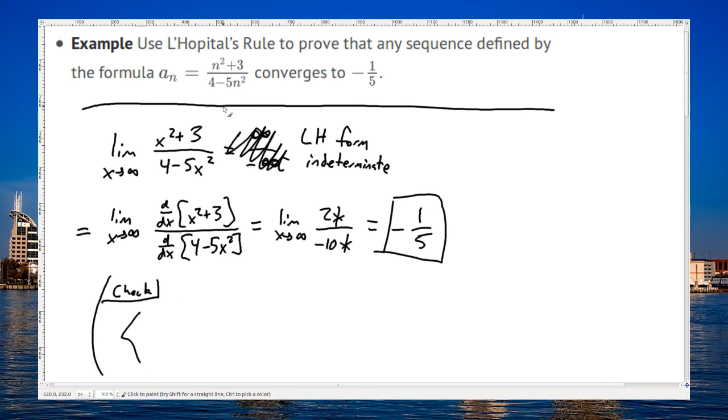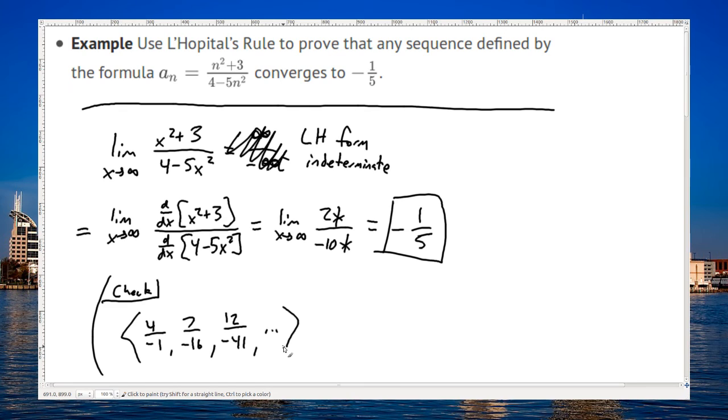And again, we can check that. If I just plug in numbers, let's start by plugging in 1. I get 4 over negative 1. Okay, plug in 2. I get 7 over, plugging in a 2, I get 4 minus 20 is negative 16. Let's plug in a 3. We're going to get 9 plus 3 is 12. On the bottom, 3 squared is 9, so negative 45, that's negative 41.